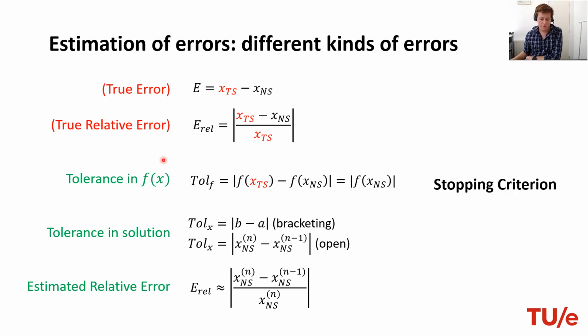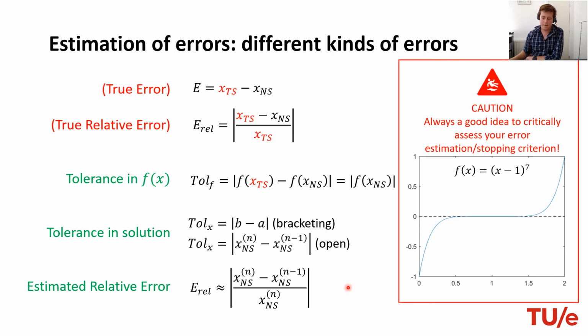Now, each of these green errors can actually be used as a stopping criterion. If the true solution is not known, each of these green error definitions can be used to assess how big the error is that we are still making with respect to the actual true solution using our numerical approximation. However, it's important to note that none of these error definitions is actually perfect.